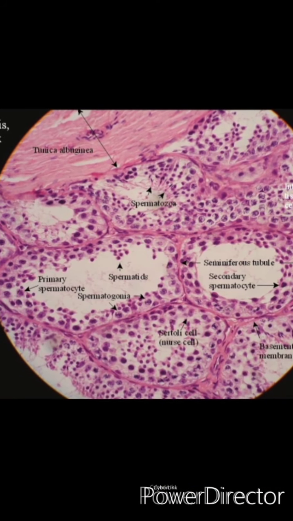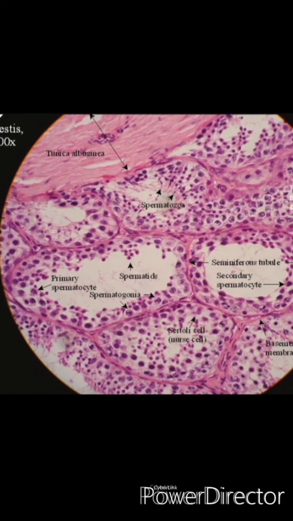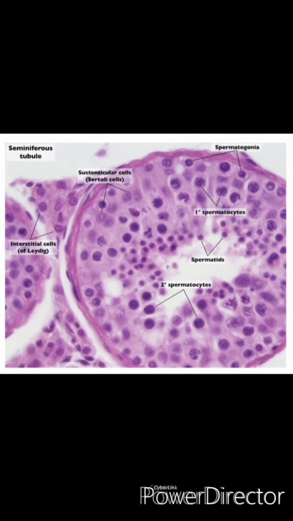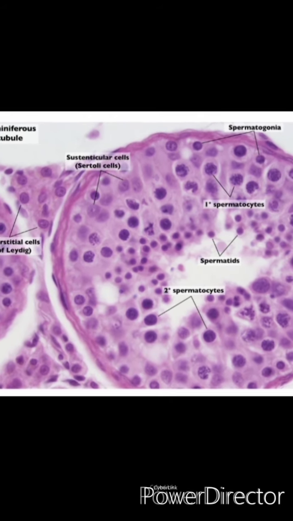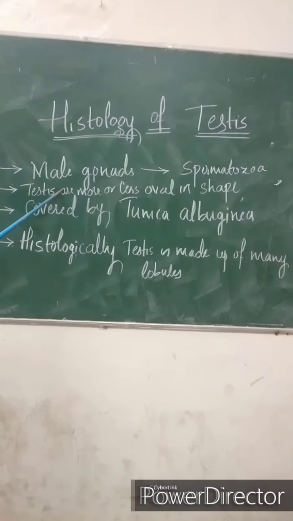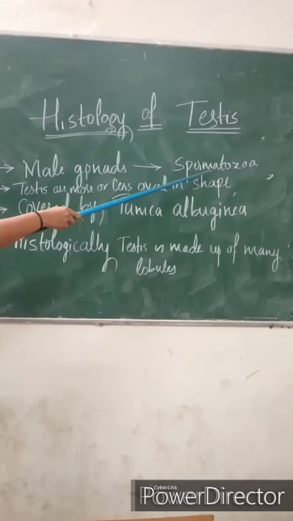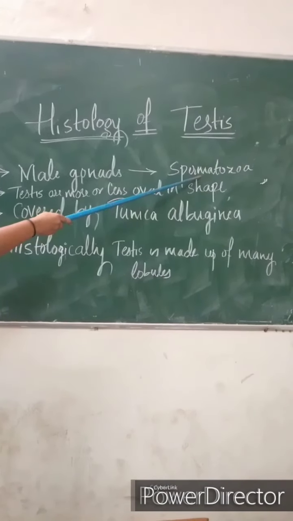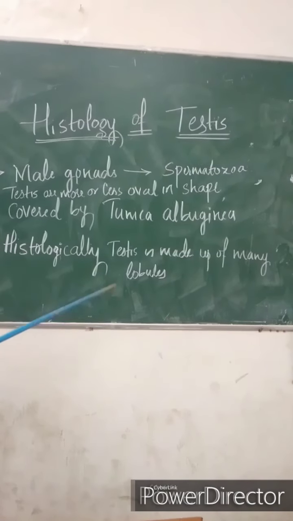This slide in front of you is the beautiful section of testes. We are going to look at the amazing organization of the testes here. Testes are the male gonads, or the male reproductive organs, or the male sex organs, responsible for the production of spermatozoa. The testis is located at the lower abdomen.